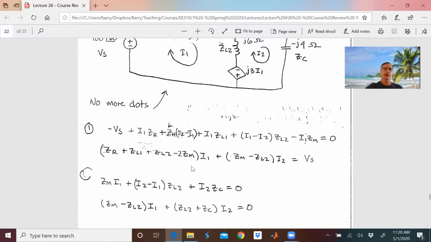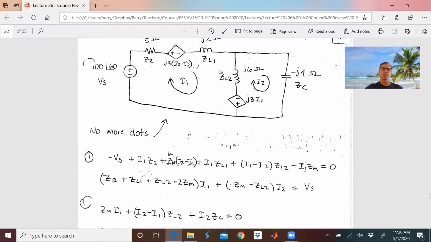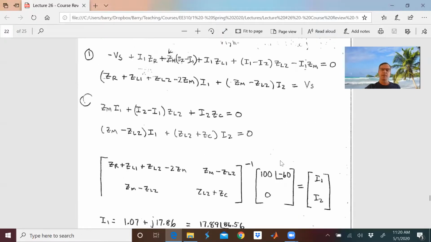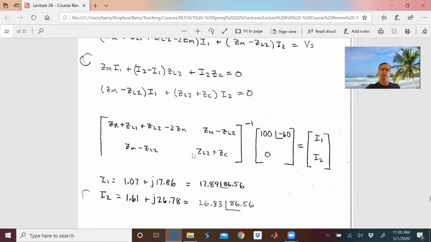Here's for this mesh. You can see what I'm going to do is first I'm going to just go around and write the basic equation. Then I'm going to group my I1 terms. Then I'm going to group my I2 terms. And then I'm going to throw all that into a matrix and invert the matrix.